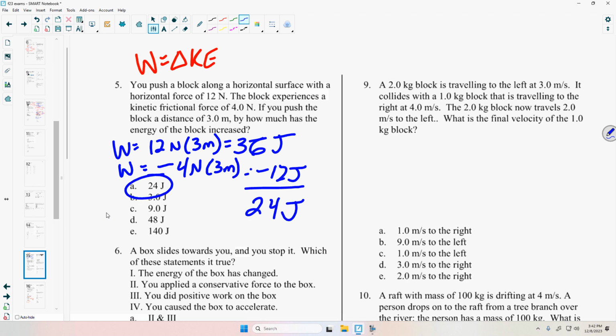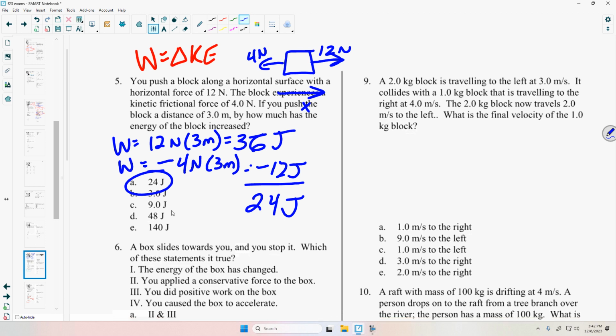So the question is, why is that thing negative? Well, if you think about this object, there's a 12 newton force in this direction and a 4 newton force in this direction, but my displacement is in the direction of the 12 newton force. I could have drawn it the other way. So that's why the work done by the 4 newton force is negative. It takes away energy. That's always true for us anyway: friction will always be a dissipative force. It'll always take away energy.